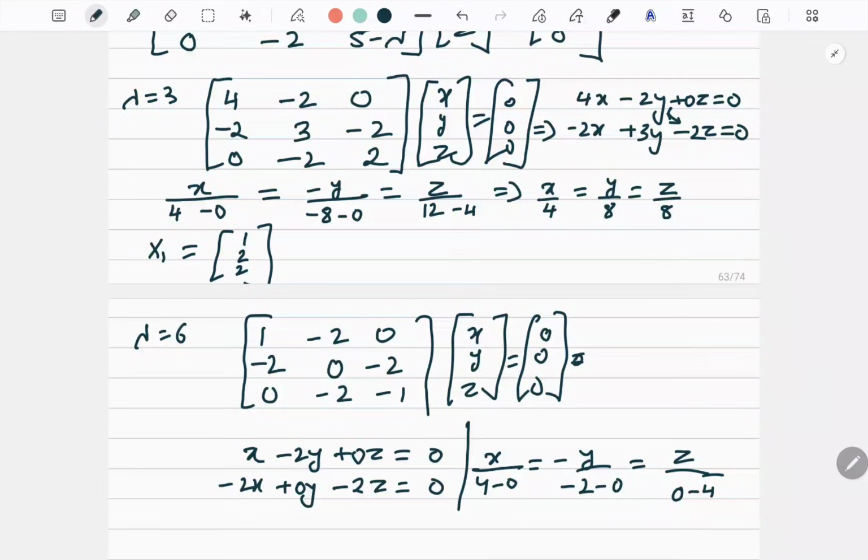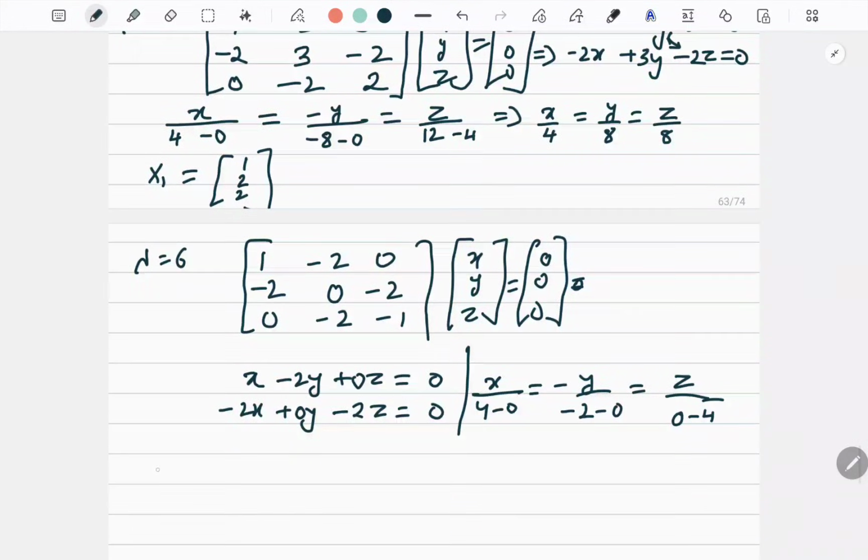So, 4 minus 2, I got this thing. I will write here x upon 4 is equal to y upon 2 is equal to z upon minus 4. Okay. So, if I divide all these 3 numbers by 2, what I will get? 2, 1 and minus 2. So, this is my another eigenvector. Okay. 2, 1, minus 2.